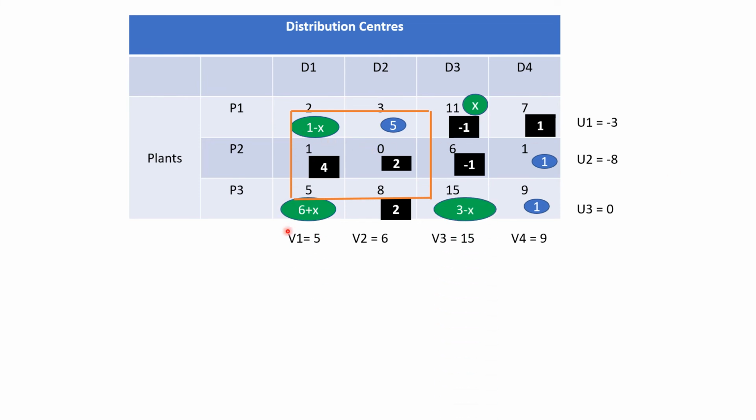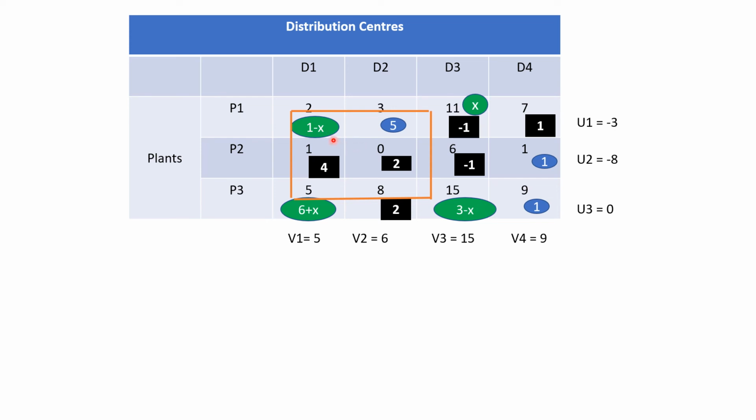Now these are the allocations. So can your allocations be negative? Definitely not. X is a positive quantity, so 6 plus x will definitely be a positive quantity. But what about 1 minus x and 3 minus x? They may take negative values, which they are not supposed to take, depending on the values of x.